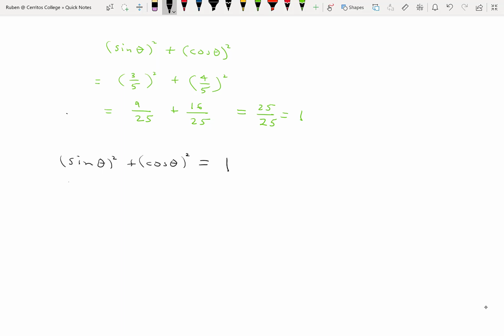If you know the cosine of theta, you substitute that into this equation, you can solve for sine, and vice versa. If you know the sine of theta, you could substitute that in there and then solve for cosine of theta.